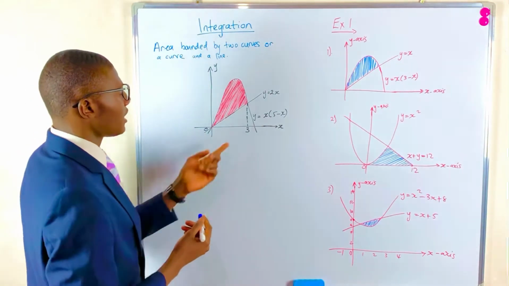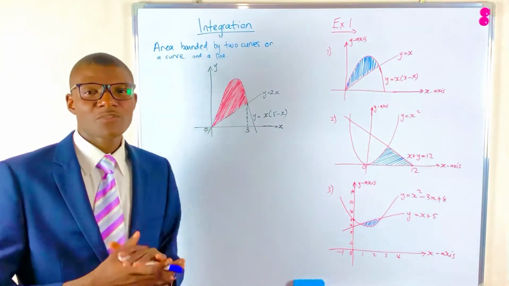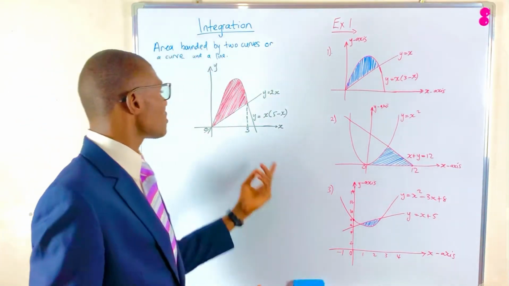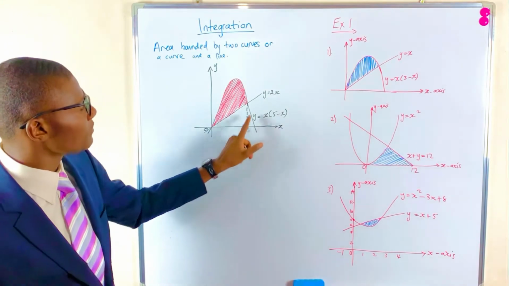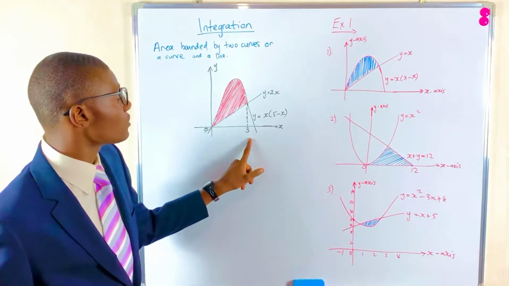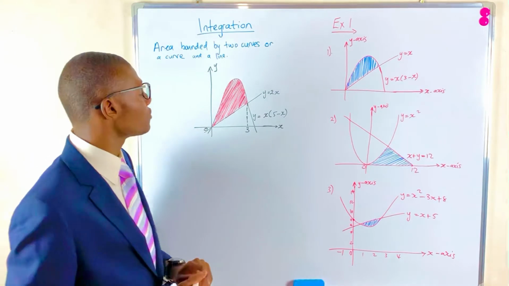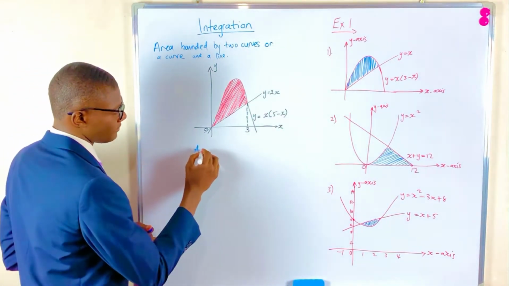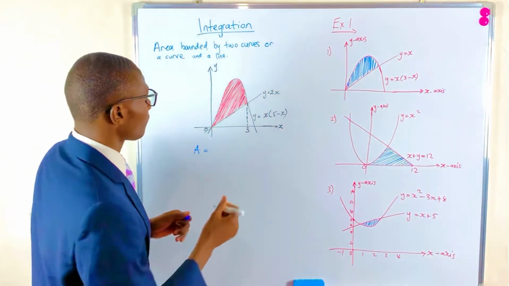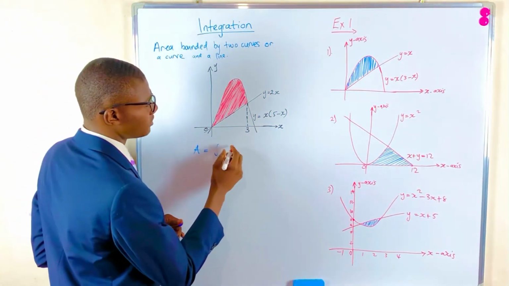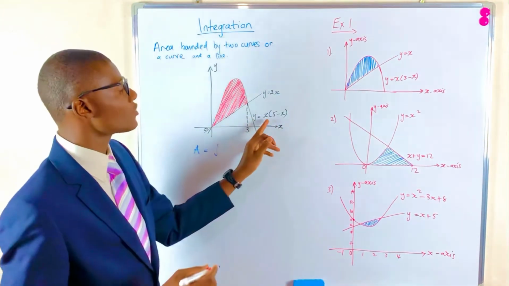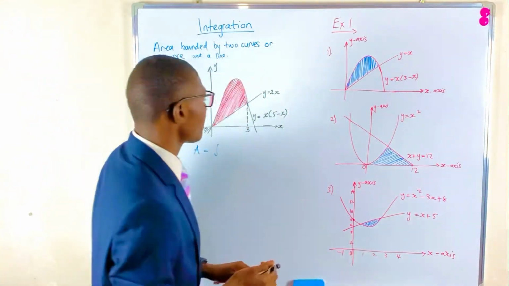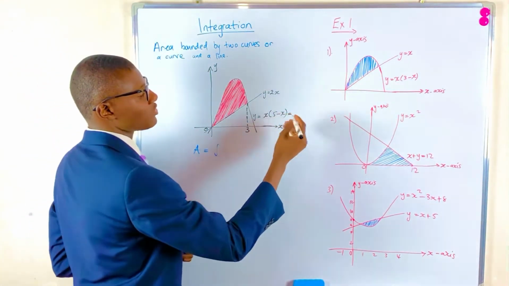Of course, we'll also need the points of intersection, which will simply help us with the limits. In this case, we're already given that the point of intersection is x equals 3, so we're integrating from 0 to 3. So the area of the shaded region A is equal to the integral of y equals x times (5 minus x), which we can expand, because it's much easier to integrate that way.